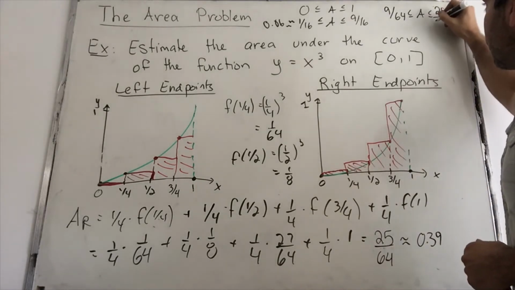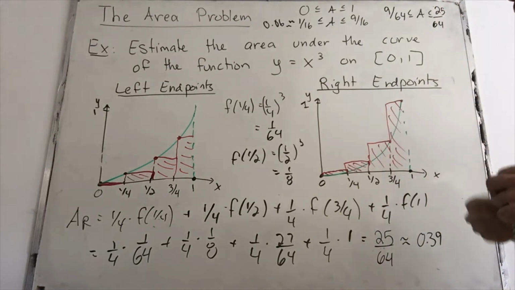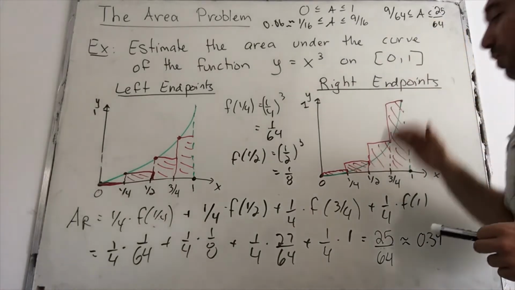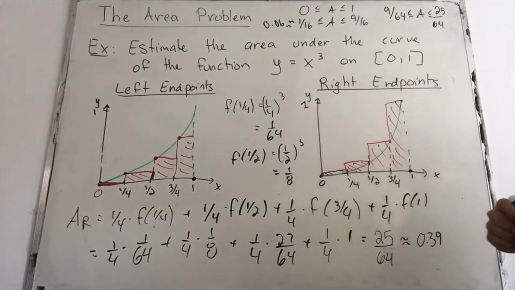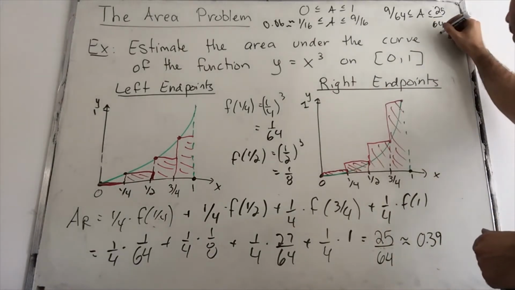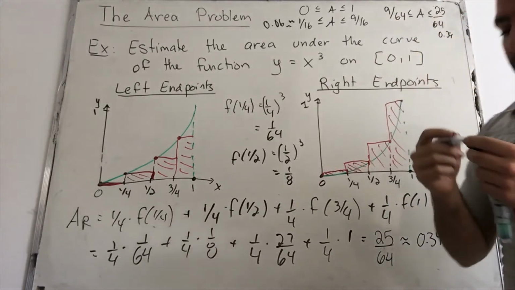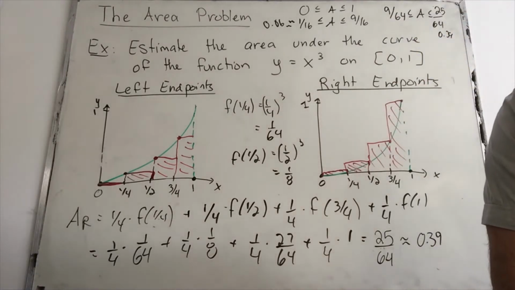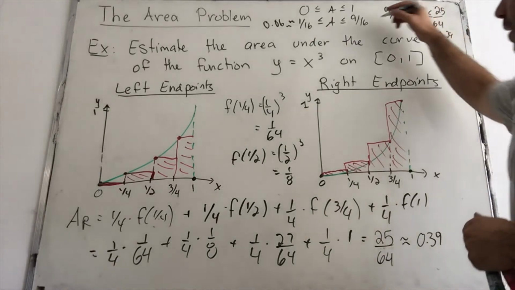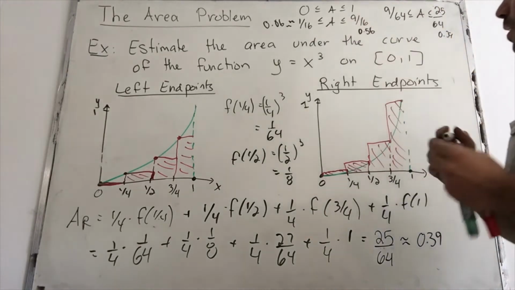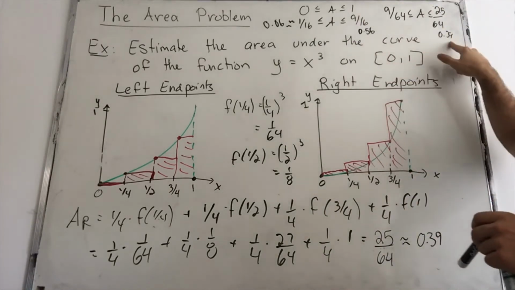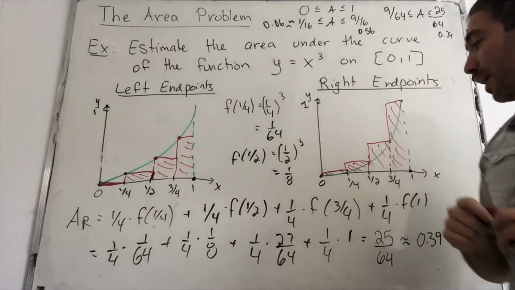25 on 64. So we're getting closer and closer to the actual value. Yeah, this is about 0.39, whereas before 9 on 16 was about 0.56. So from 0.5 we went down to 0.39, so we're slowly getting closer to the actual value.